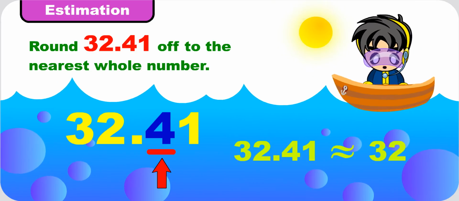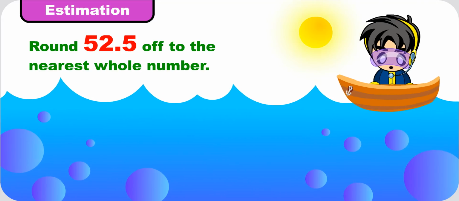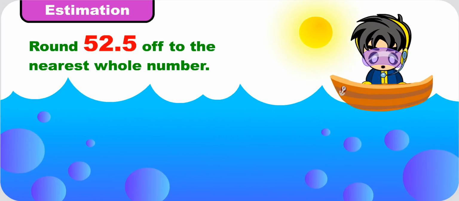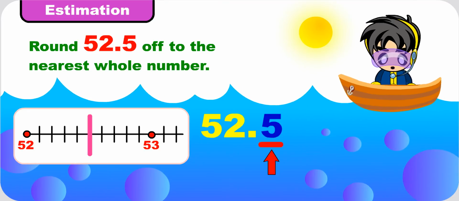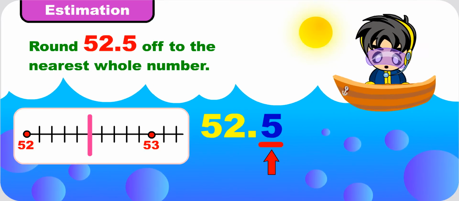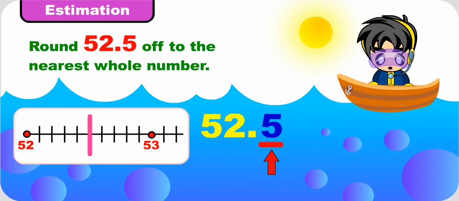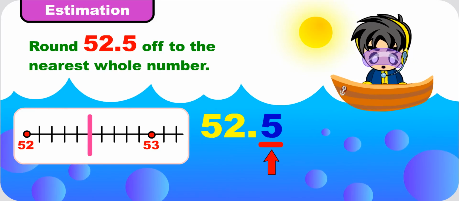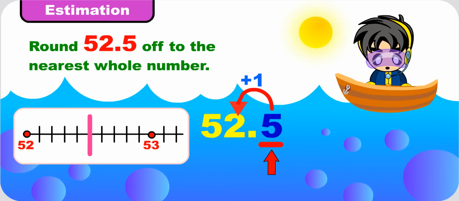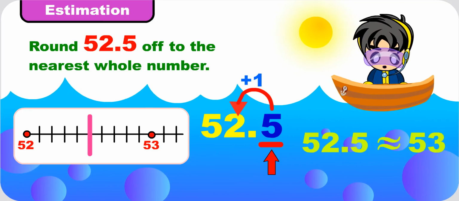Clever boy. Now try rounding off this decimal to the nearest whole number. Let me see. The tenths digit is 5, which represents the halfway of 52 and 53. Teacher, I'm stuck. Which one is correct? Since the tenths digit is 5, we round up the decimal to 53. I will bear that in mind, teacher.